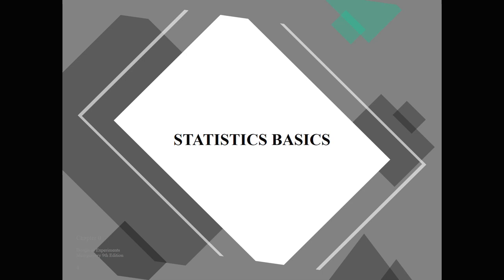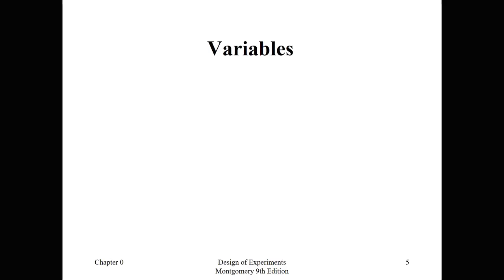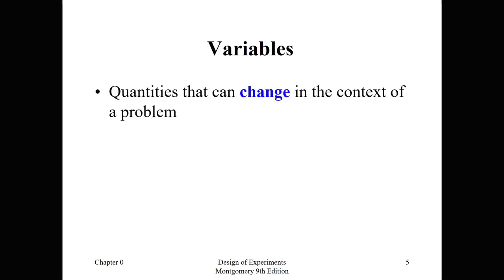All right, so statistics basics. We're going to start with this idea of variables. Variables are quantities that can change. They're just things that are allowed to change their value around in the context of a problem. Typically, we write them as things that we don't know the answer to. So let's say we want to know if the IQ of cats is different than the IQ of dogs. Well, IQ is a variable. We really don't know what the value of that variable is going to be.